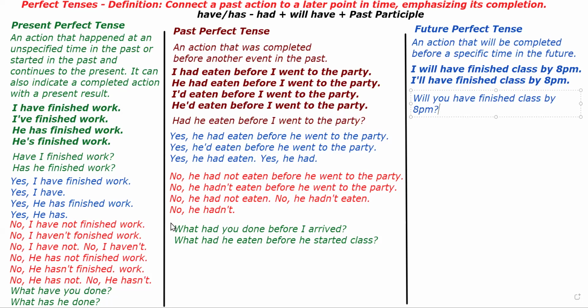Okay, let me start getting this out of the way. Very good. Will you have finished class by 8 p.m.? Okay, there we go. You see, I don't want to run out of room. Will you have finished class by 8 p.m.? Or will he have finished class by 8 p.m.? In will, it doesn't matter if it's you, he, she, whatever. It's the same. That's why I'm leaving it like that. Only in the present one, we have the situation where they change.